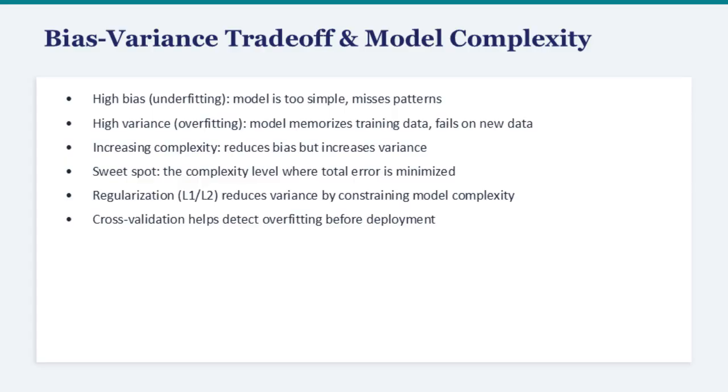As you increase the model complexity, like you add more features, build deeper trees, or add more parameters, you reduce the bias, but you increase the variance. You need to find the optimal value where total error is minimized. Regularization techniques like L1 (lasso) and L2 (ridge) help reduce variance by constraining model complexity. They add a penalty term that discourages overly complex models. Cross-validation is also your best tool for detecting overfitting. If training performance is great, but cross-validation performance is poor, that means you are overfitting.